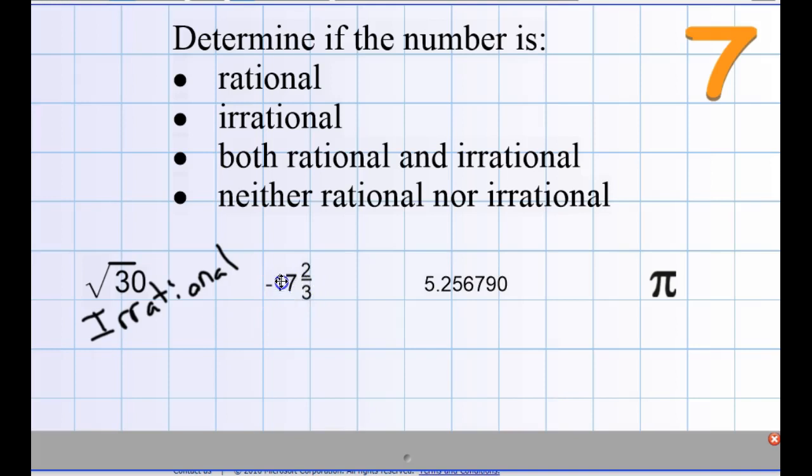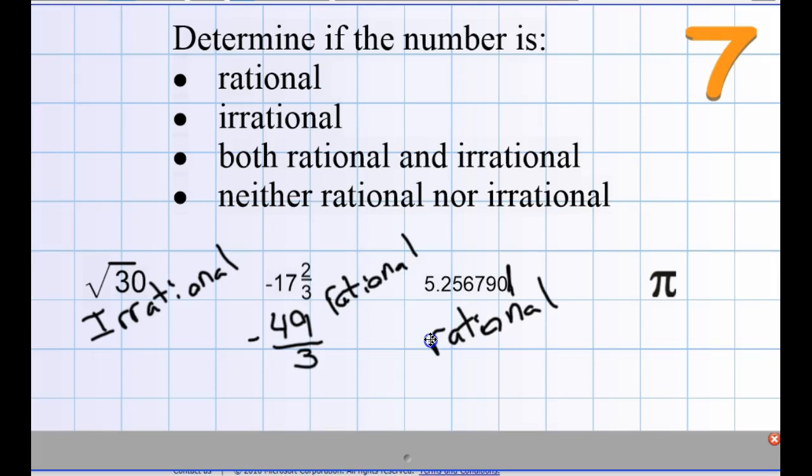Here we have a fraction. If we made this into a mixed number, it would be 49 over 3. Or negative 49 over 3. This can be written as a ratio, so this is rational. This number looks like it ends right there. So it ends. If it ends, it's rational. If it doesn't end, it would be irrational.